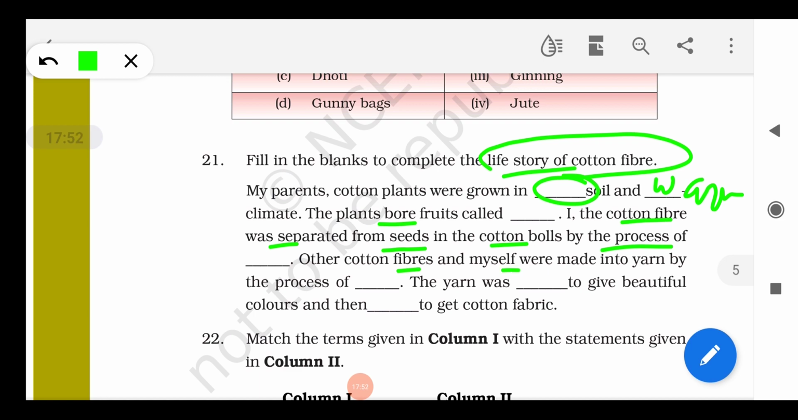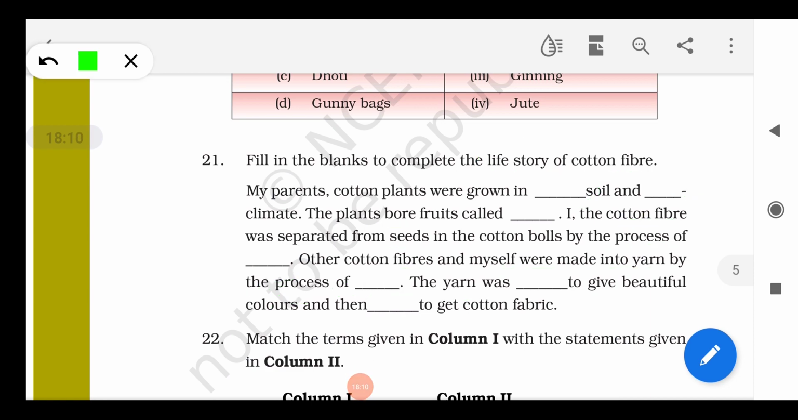Other cotton fibers and myself were made into yarn by the process of spinning, S-P-I-N-N-I-N-G. Spinning. The yarn was dashed to give a beautiful color. So, yarn se beautiful color we get by dyeing. Yarn was dyed, D-Y-E-D. Dyed mane usko color karna. And then woven to get cotton fabric, W-O-V-E-N.